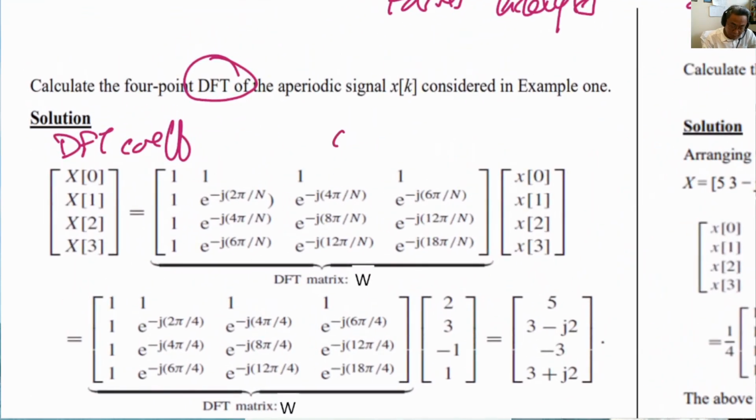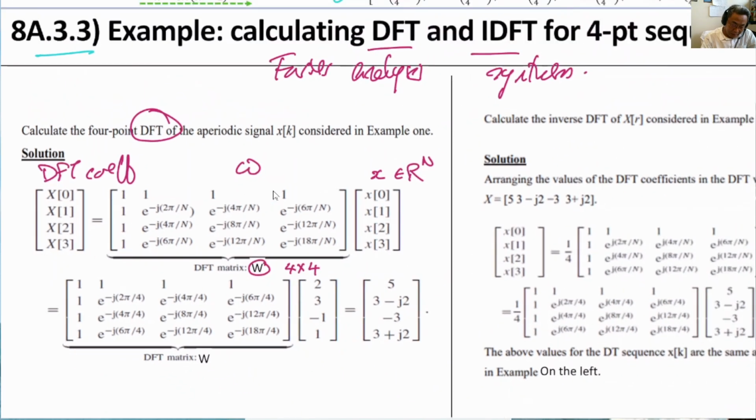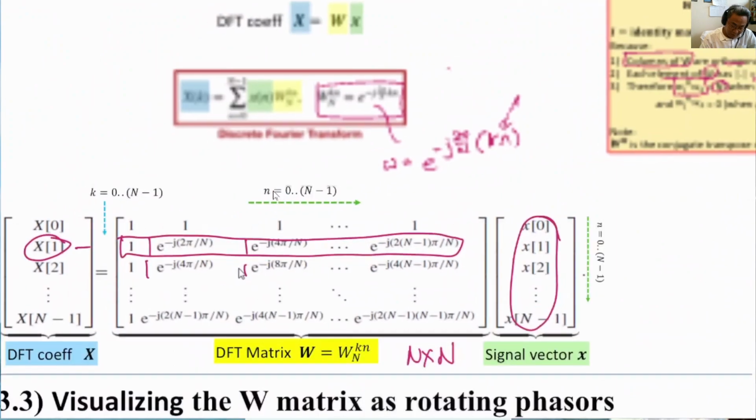This is the W matrix. This is the signal of interest, X. And here we're using 4 point. So N is 4, and the DFT matrix W is 4 by 4 complex. You'll notice that in the DFT matrix, it looks like this. You fill up and you compare with our previous example here.